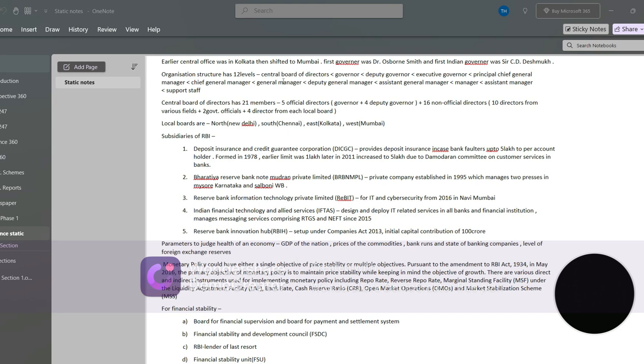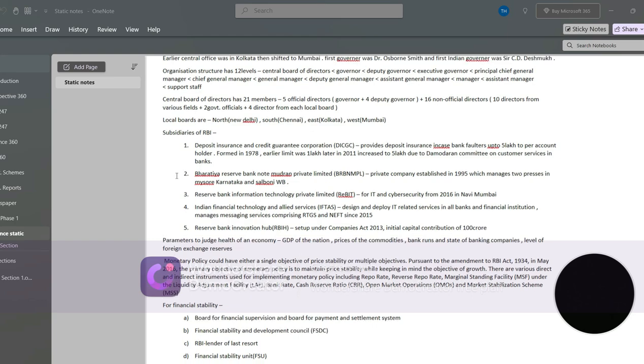The Central Board of Directors has 21 members. Five are official directors, which include one governor and four deputy governors. 16 are non-official directors. In that, 10 directors are from various fields, two are government officials, and four directors are from each local board. The local boards are four: in the north, in New Delhi; in the south, in Chennai; in the east, in Kolkata; and in the west, in Mumbai.